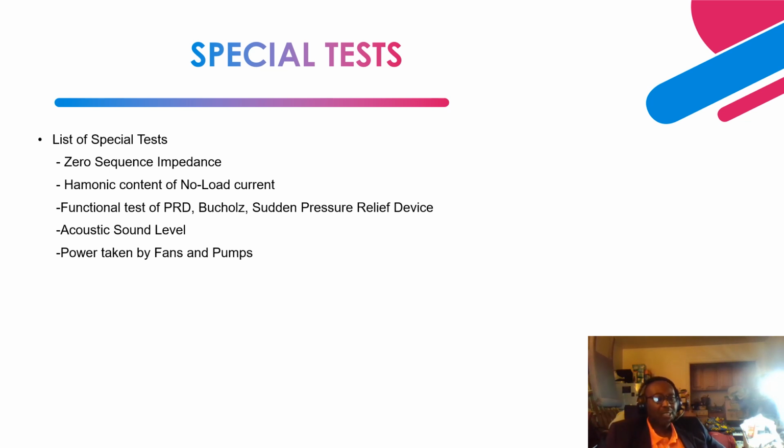Next is acoustic sound level. Acoustic sound level comes into play when the customer is going to install the transformer in an area inside the city, based on the city ordinance, right? Okay, so the city requires the transformer to emanate no more than a certain required sound level. So let's talk about how this transformer produces sound.